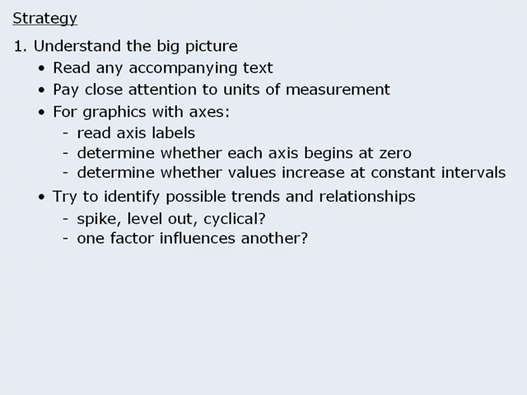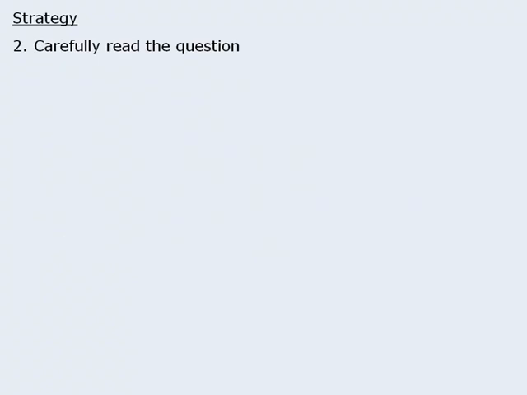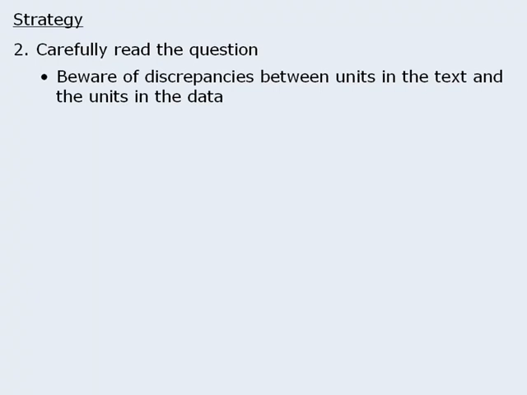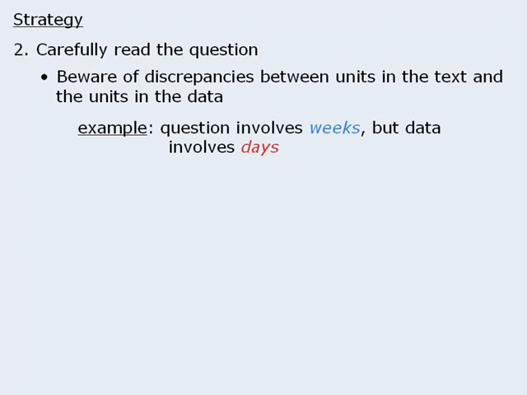Once you have a general idea of the data's big picture, your next step is to carefully read the question. As you do so, beware of any discrepancies between the units in the text and the units in the data. For example, the question may concern the occurrence of some incident each week, but the data may involve the occurrence of some incident each day. This is a common trap on the GRE.